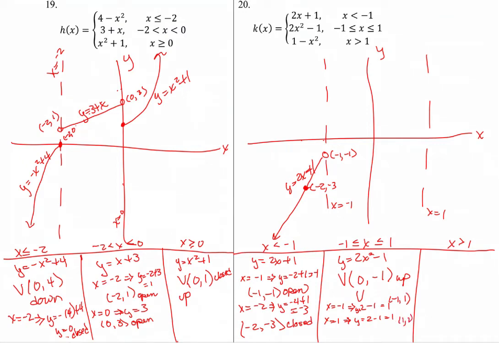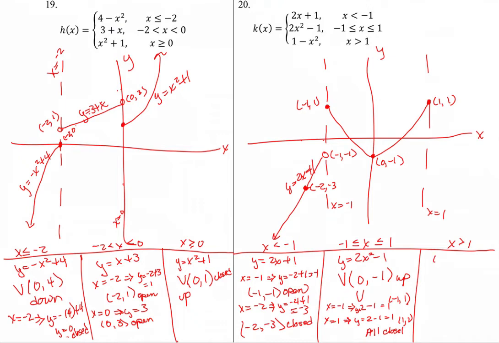So I have 0, -1, and that's a closed circle. You're at -1, and these are both closed. All right, and I have 1, 1, and I have -1, 1. There. All right.